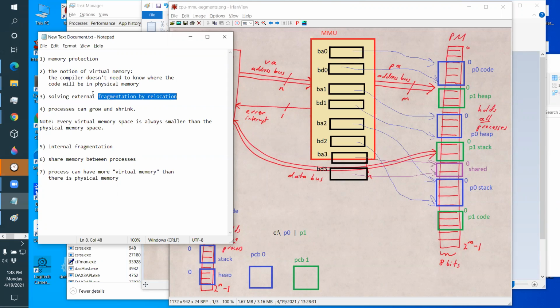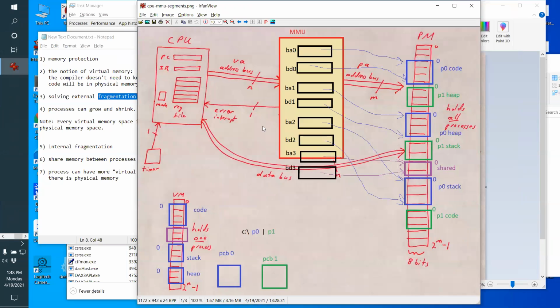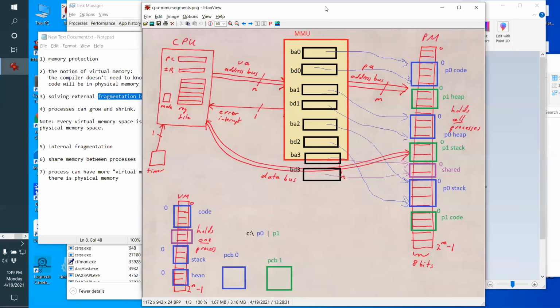Okay, so we'll quit there. That's segmentation as multiple base and bounds registers, and then we'll see how paging works. It's not really directly based on this, but after having thought this way for a long time, I think you're now ready to accept how paging is going to work.